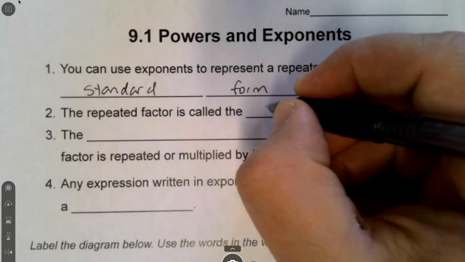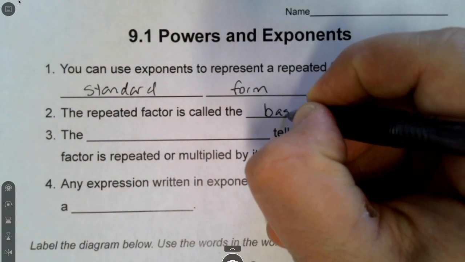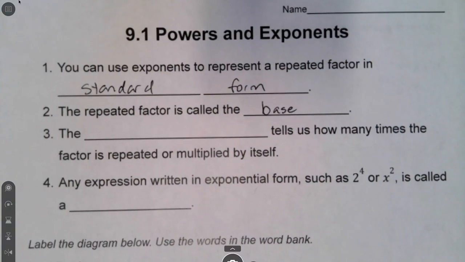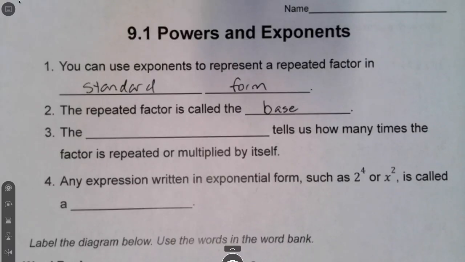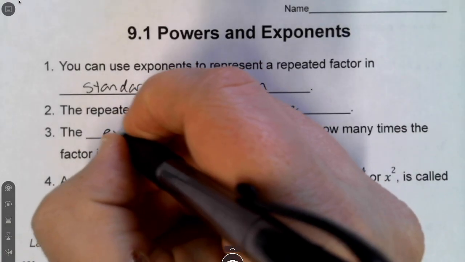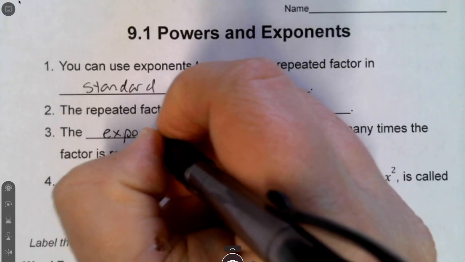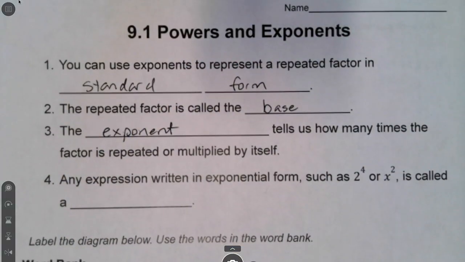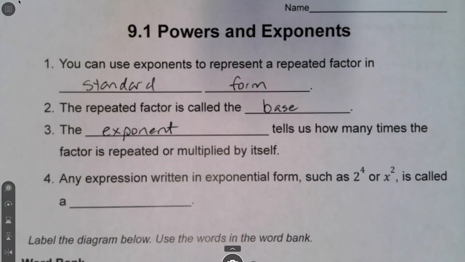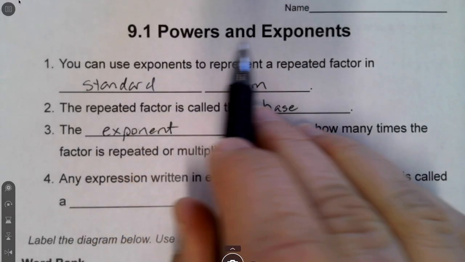So the repeated factor, the number that's being multiplied by itself over and over, is called the base. The exponent tells us how many times the factor is repeated or multiplied by itself. So you notice the title here is Powers and Exponents.